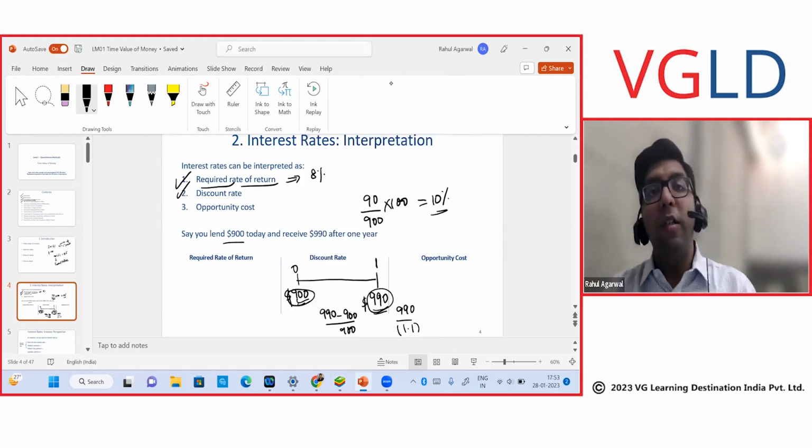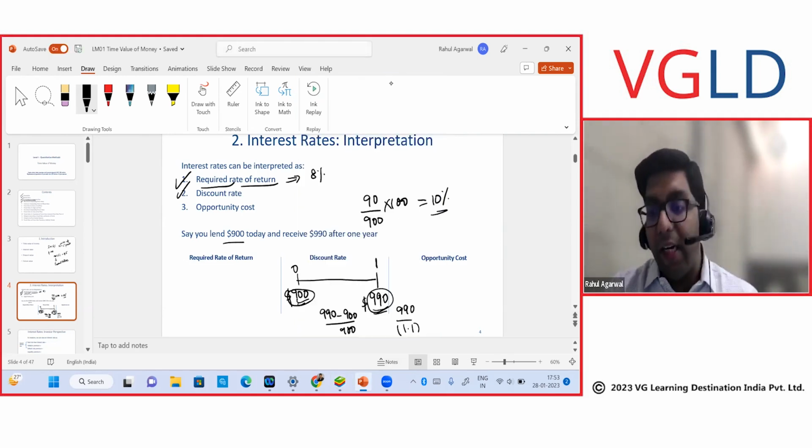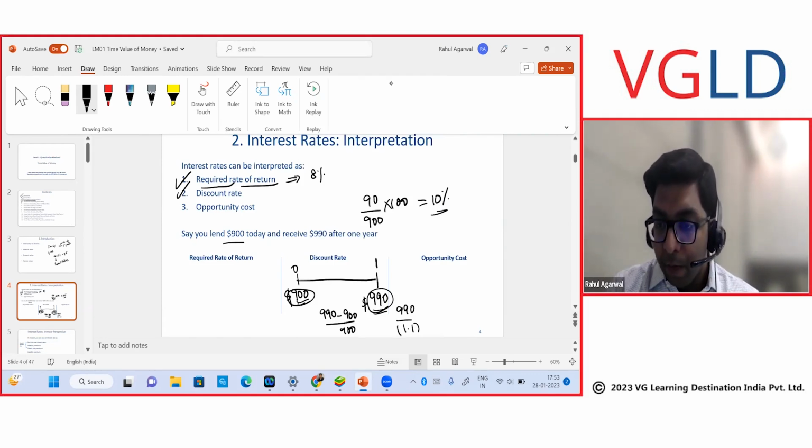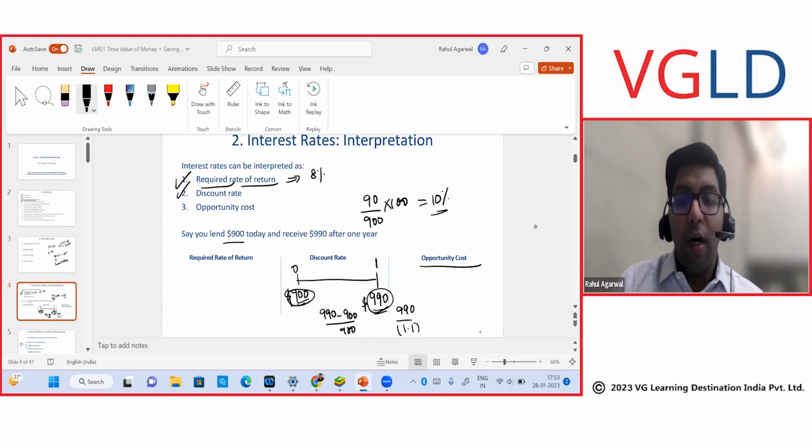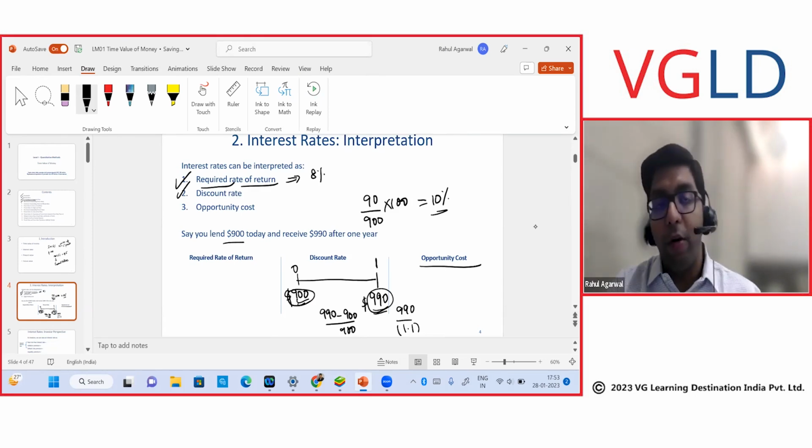The word discount is used because we are discounting back 990 and bringing it to 900. The other term used for interest rate is opportunity cost. This is a very simple example. This happens in our day-to-day life. We just don't notice it.